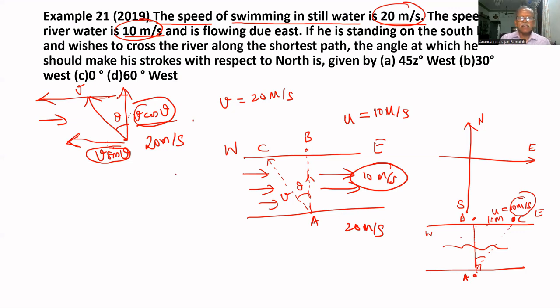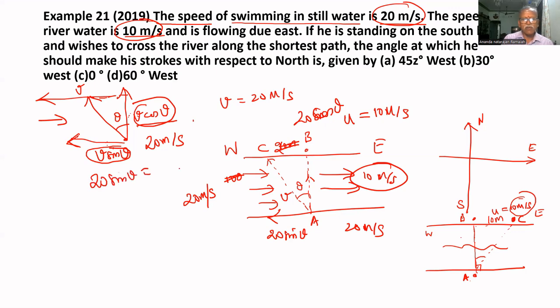So then what should be theta? It must be equal to the reverse speed. V sin theta must be equal to the reverse speed. This 20 sin theta must be equal to the river speed. Then only you will get the shortest path.